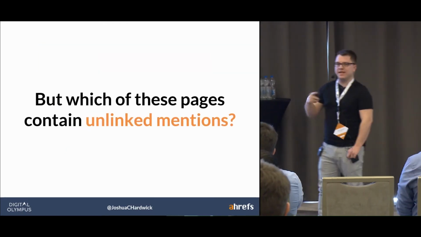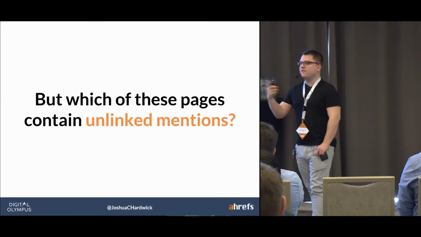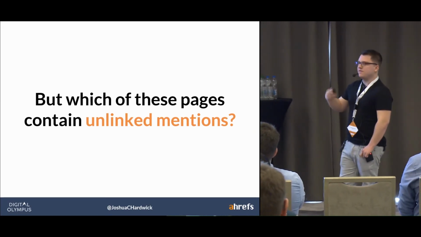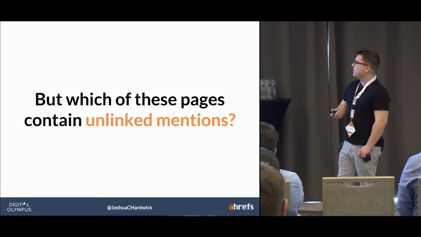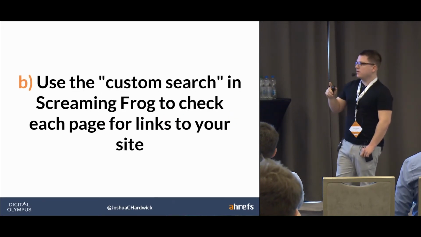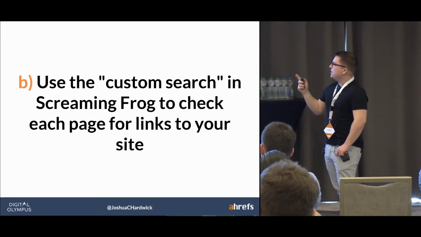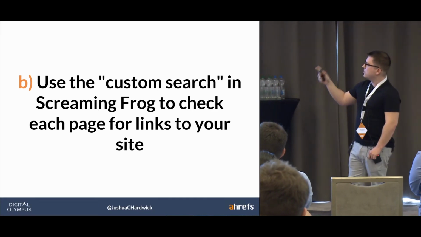But in either of those situations, we're only finding mentions. We don't know whether they're unlinked mentions or linked, because if they're linked, we don't want to reach out to them. So the trick, once you've got the list of pages wherever you get them from, is to use the custom search feature in Screaming Frog.